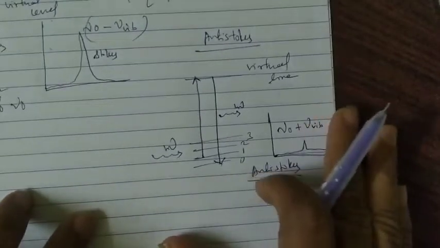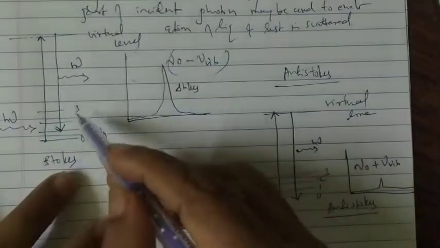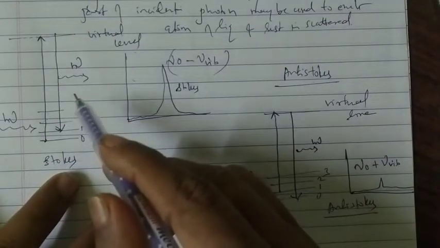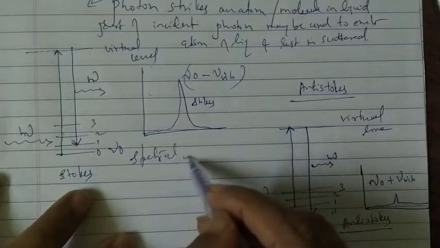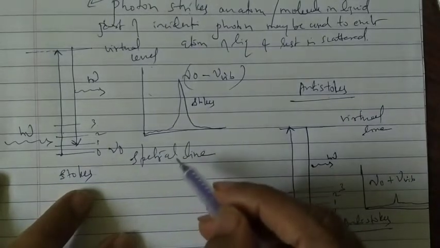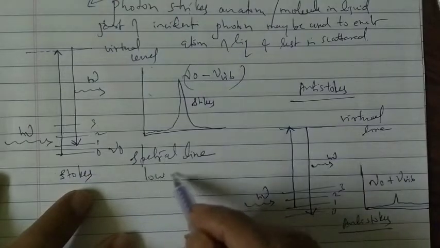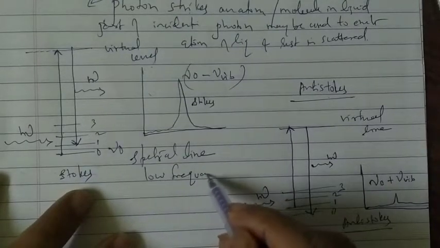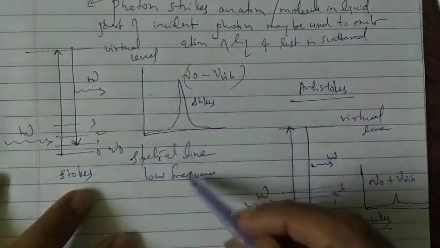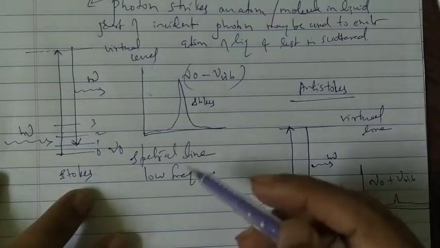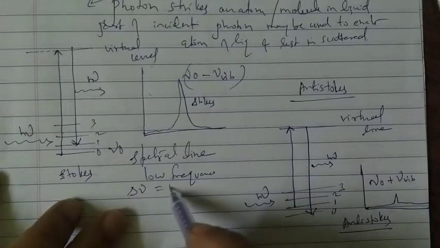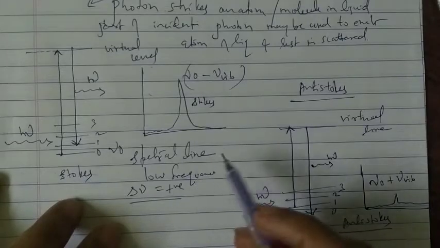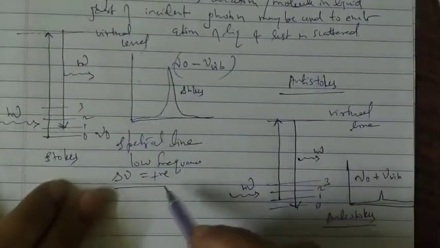So what happens in this anti-Stokes? Now here, if you see the spectral line, it will have the low frequency in the Stokes line, so it's having the low frequency, and it's called the Stokes line here. And always the del nu will be positive here. In the Stokes line, the del nu, whatever frequency will be there, will be positive.